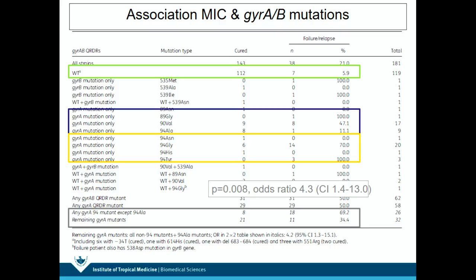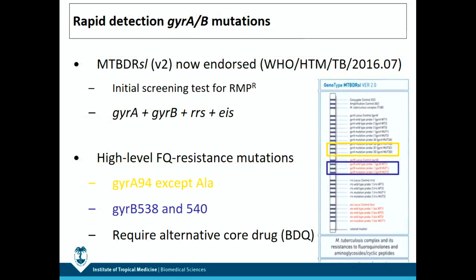Overall, if you combine all the mutations in gyrase A at position 94, apart from 94 alanine, you have a very bad outcome prediction. If you take the remaining gyrase A mutations, you still have a fairly good treatment outcome. So indeed, there is a difference between the mutations. It has been shown in the mice studies as well, and it can be detected by using the line probe assays. It was one of the questions, can we predict from the line probe assays? To some extent, yes, you can exclude those that definitely should not have high dose next generation treatment.